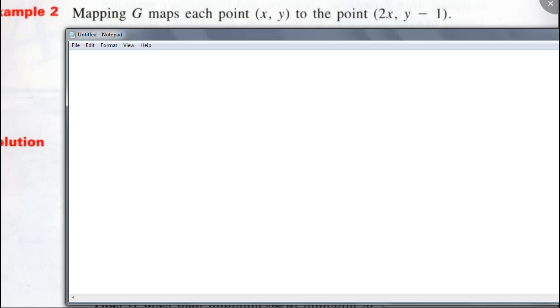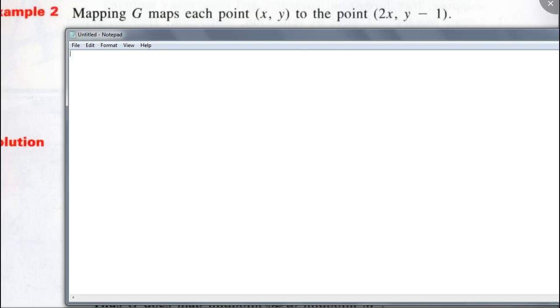Does that make sense? So as you can see, mapping is really similar to function. In a function, you plug in a number and you get another number back. For mapping, you plug in an ordered pair and you get another ordered pair. That's what a mapping is. Does that make sense? Yes.